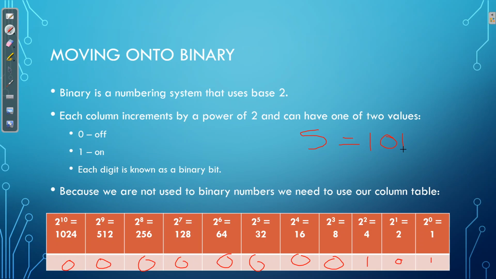So first we start off at 2 to the power of 0, which is 1, because anything to the power of 0 is 1, then 2 to the power of 1, which is 2, 2 to the power of 2, which is 4, etc. And then obviously we move up. Now, because we're not used to representing numbers in binary format, we have to draw this column system because it helps us.